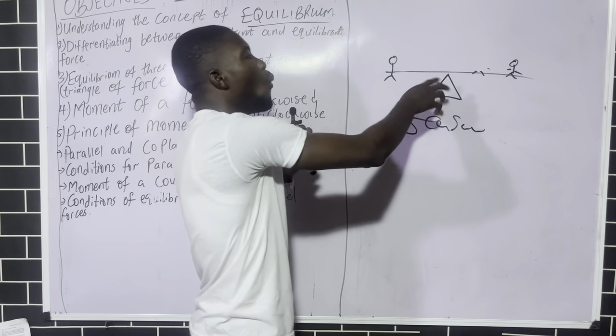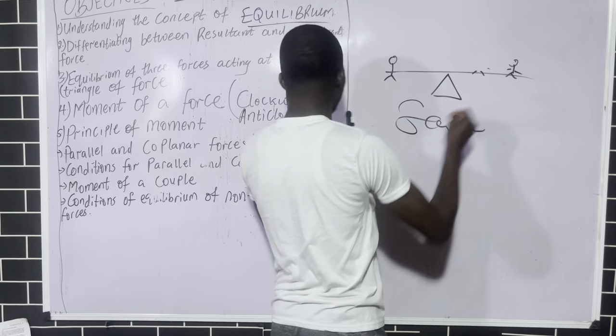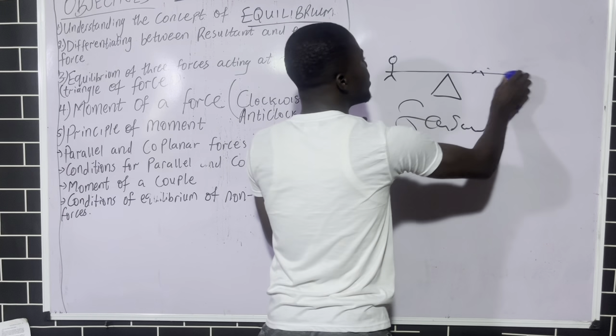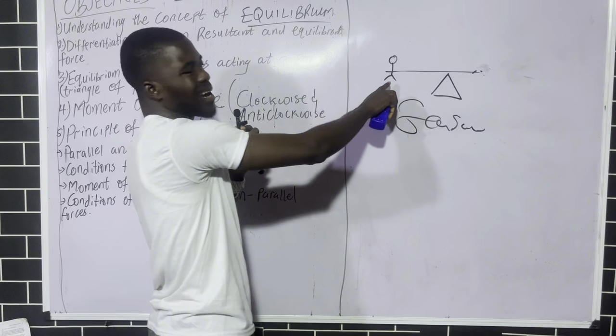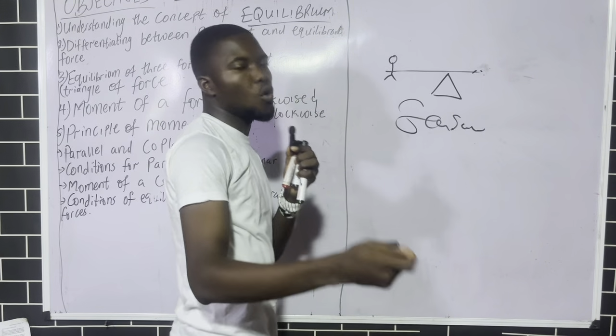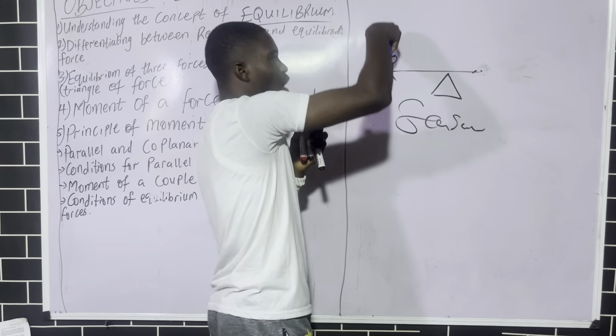And if you look at it, the reason you noticed that this side was coming down, the reason it was not balanced at the first instance, was because we placed a boy of a particular weight on this side.